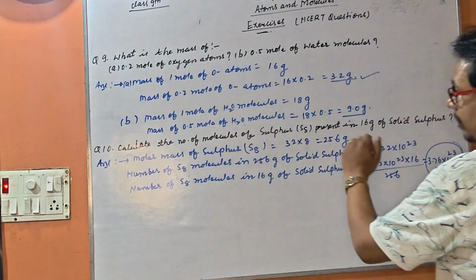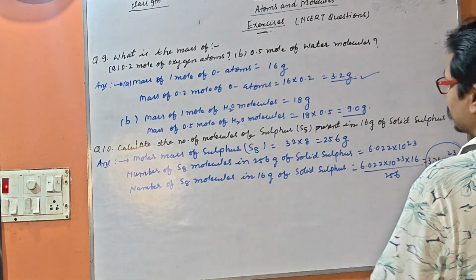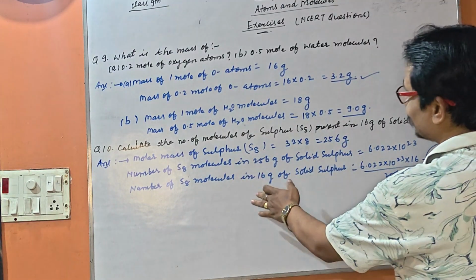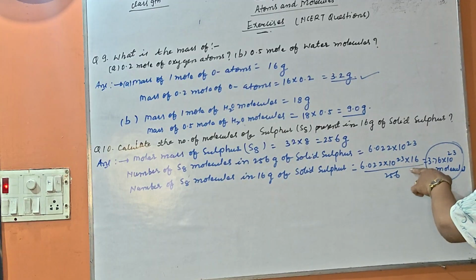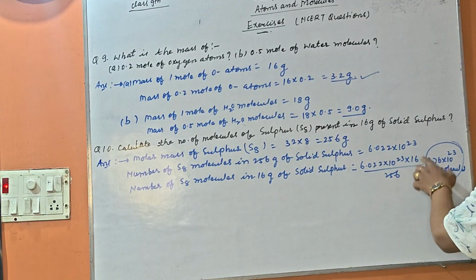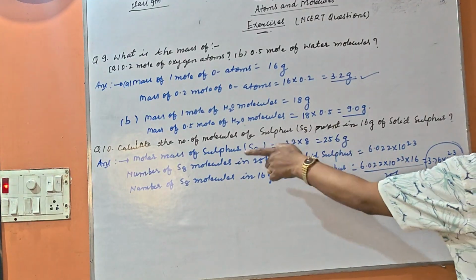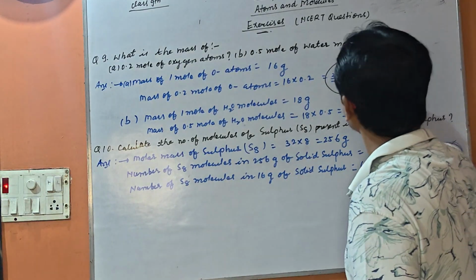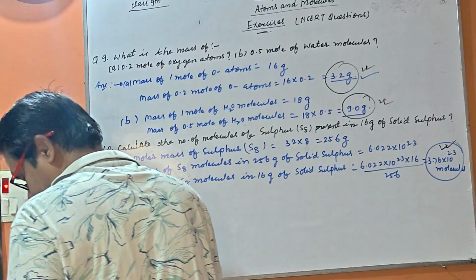So calculate the number of molecules of sulfur S8 present in 16 gram of solid sulfur. First we calculate the molar mass of sulfur, 32 into 8, 256 gram. The number of S8 molecules in 256 gram of solid sulfur is 6.022 into 10 to the power 23. So the number in 16 gram is Avogadro number into 16 by 256. 16 is the given data and 256 is the gram molecular mass of sulfur. This is your answer.